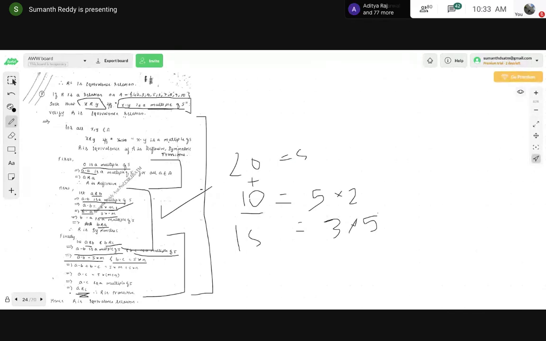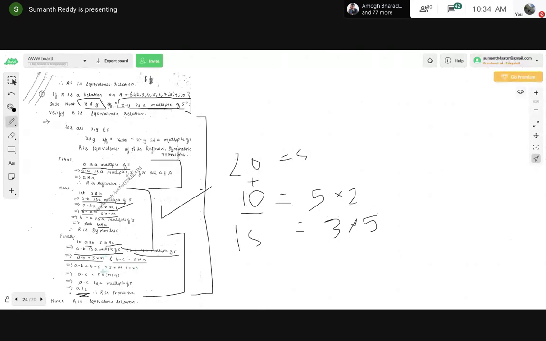For example, 49 is a multiple of 7, and 21 is a multiple of 7, and 49 plus 21 will also be a multiple of 7. These kinds of properties you can check. Not 47, I think 49, right? Anyhow, if you add that, it will also be a multiple of this one.